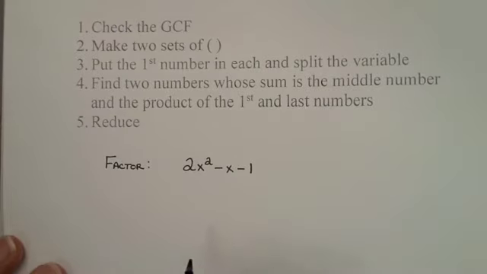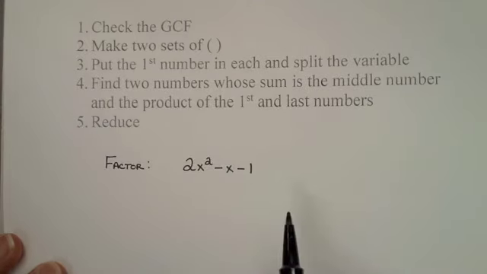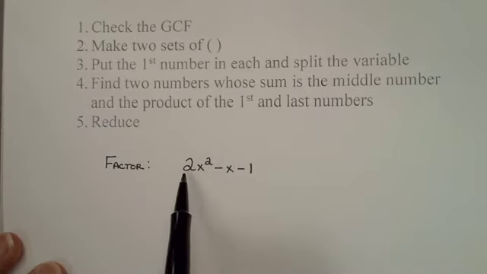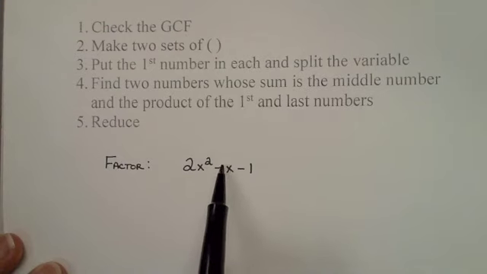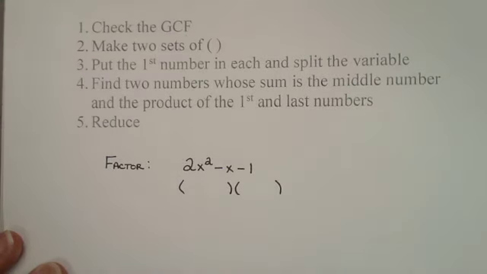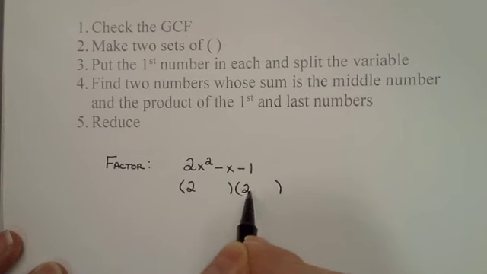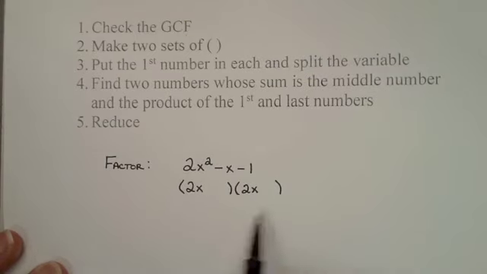Next example. The very first thing I need to do is check the greatest common factor, regardless of what type of problem I have. Is there a number that will go into 2, 1, and 1? There's a 1 sitting in front of there. There's nothing significant that I could factor out. I could factor 1 out, but it's not going to help me. I make 2 sets of parentheses. Since there's a 2 right here, I'm going to put a 2 right here and a 2 right here and split this x up. An x there and an x there. I'm going to reduce here in a minute and it's going to get rid of one of these 2's.